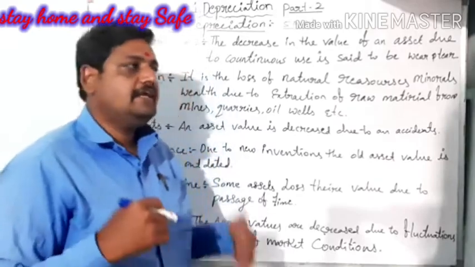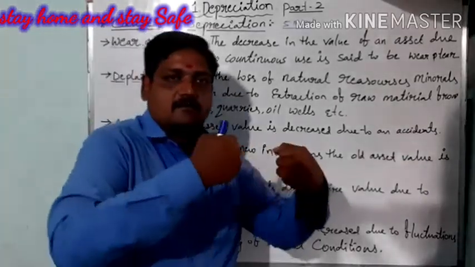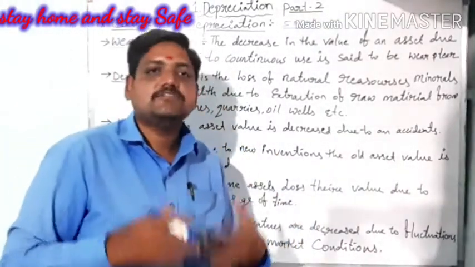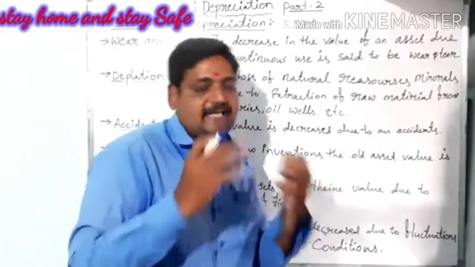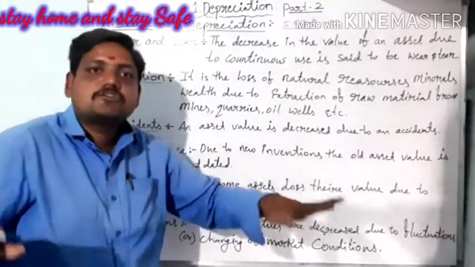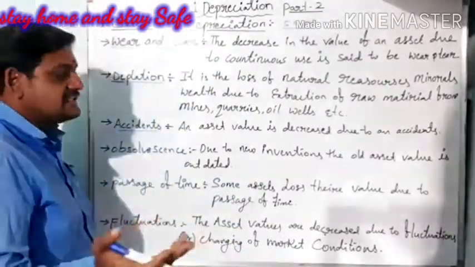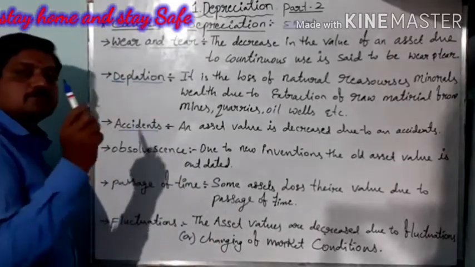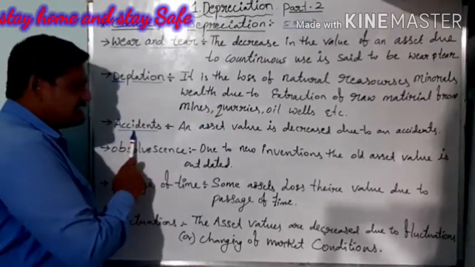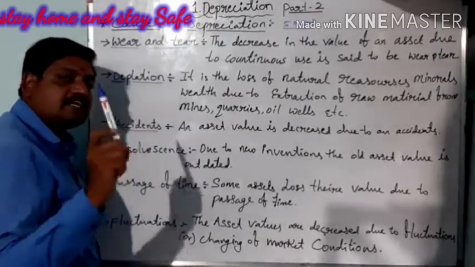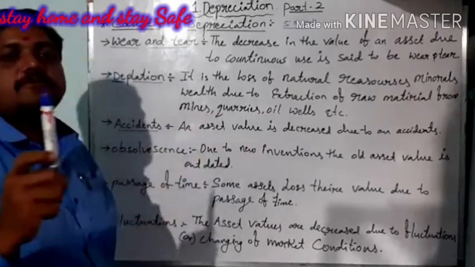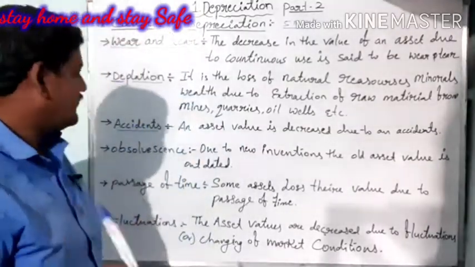For example, not only direct contact of one vehicle with another, sometimes an earthquake. An earthquake is also one of the accidents. By an earthquake, a number of buildings may lose their value. So that's why their value decreases. So an accident is also one of the major causes of depreciation, and asset value is decreased due to accidents. Understood now?